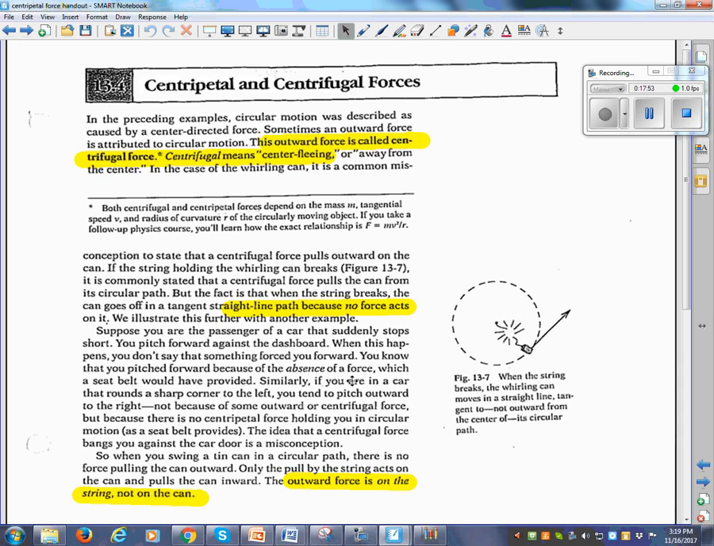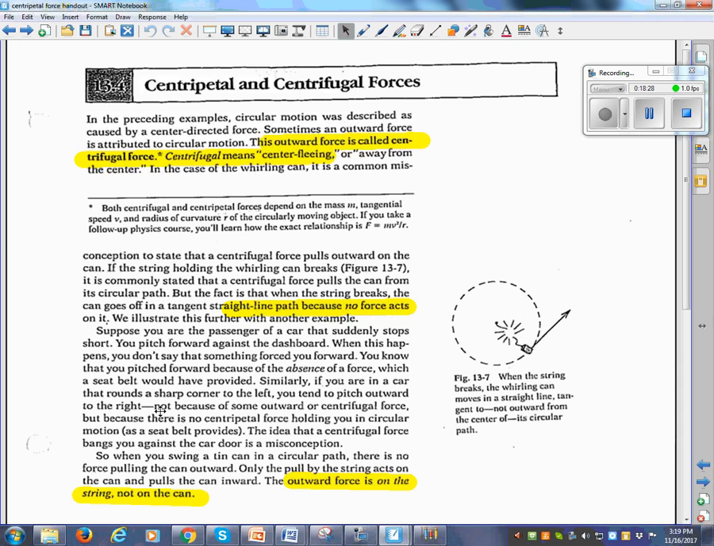Similarly, if you were in a car that rounds a sharp corner to the left, if I'm in the Magic School Bus and I crank the wheel to the left, you all go to the right. But do you really go to the right? No, the bus goes left, you go straight. You tend to pitch outward to the right, not because of some outward or centrifugal force, but because there is no centripetal force holding you in a circular motion as a seatbelt would provide. The idea that a centrifugal force bangs you against the car door is a misconception.